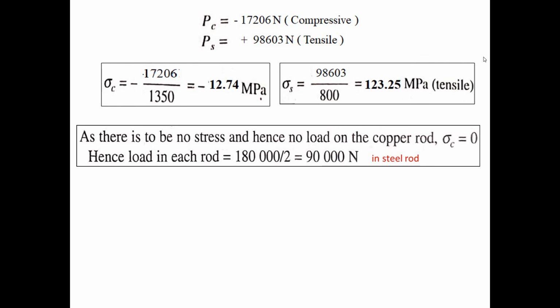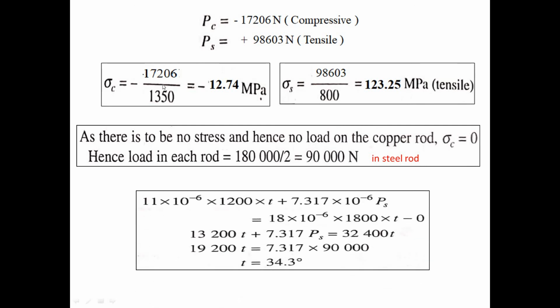The requirement is that there is no stress and hence no load in the copper rod. Sigma c will be equal to 0. Hence load in each rod is equal to 90,000 in the steel rod. So we are not considering the load in the copper rod. So sigma c will be equal to 0, and load in each rod will be equal to 90,000 Newton.